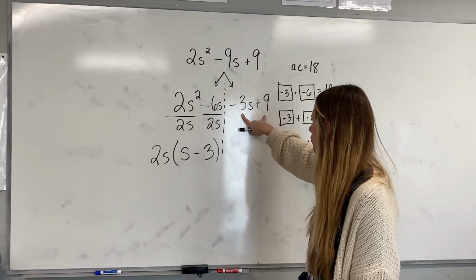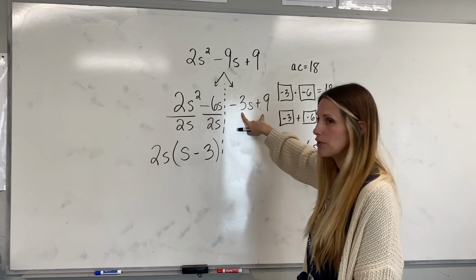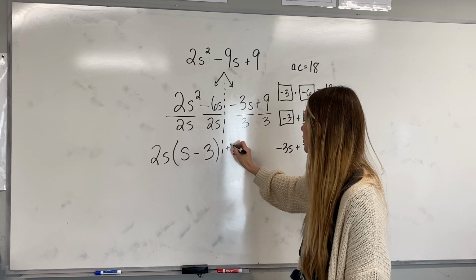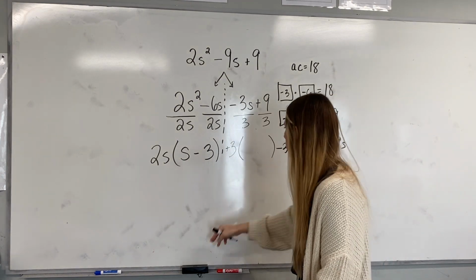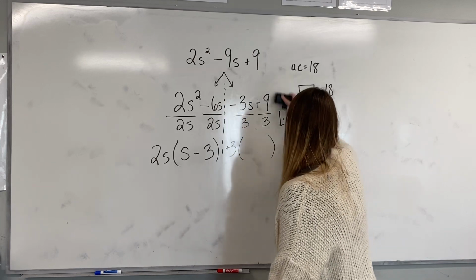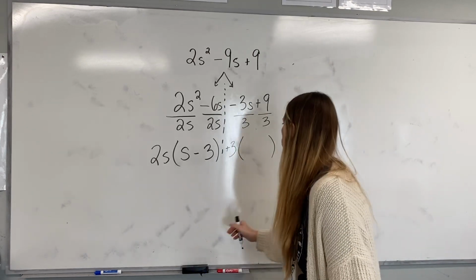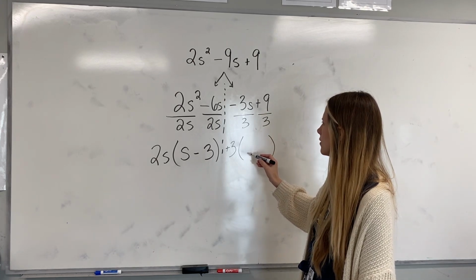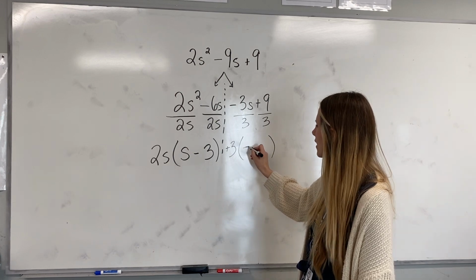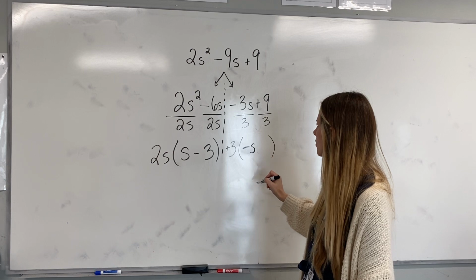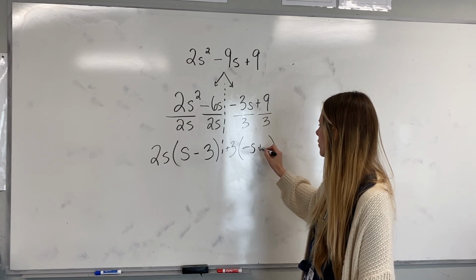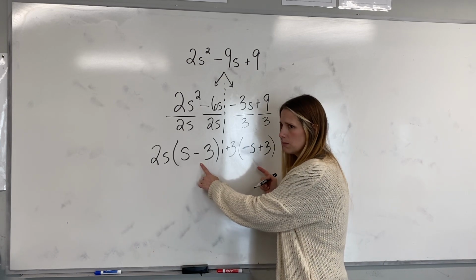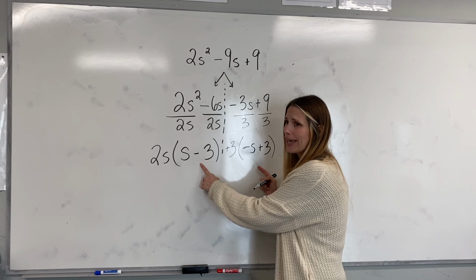So what's the GCF of these two terms? 3 is correct. If I divide by 3, I'm going to get a positive 3 as my GCF. And what do I get for the rest? Negative 1s. Good. So negative s plus 3.